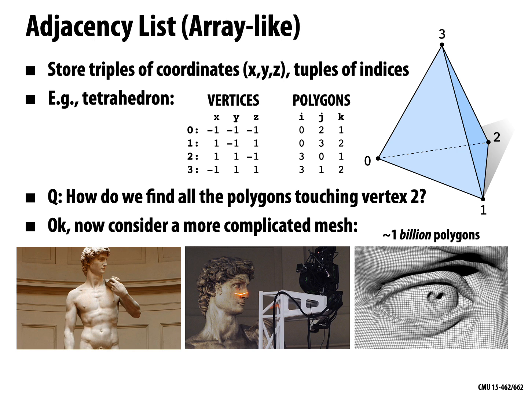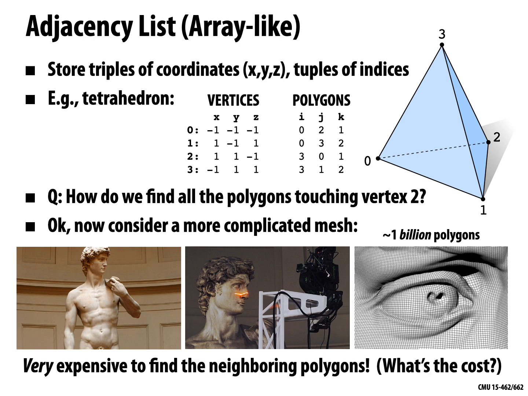I have 1 billion polygons. Probably there's only going to be 4 polygons that touch vertex 2, but I have to look at 1 billion things to find that just small neighborhood of polygons, right? Really, really expensive to find what's going on here. So this is something that's now linear in the input, even though it's kind of constant size output. So there has to be a better way to do this.